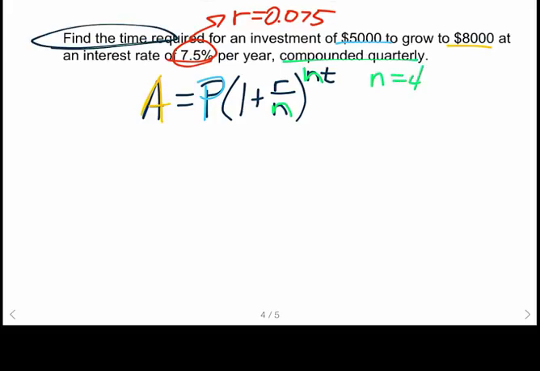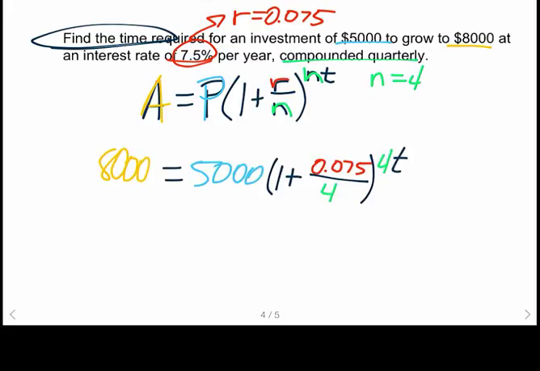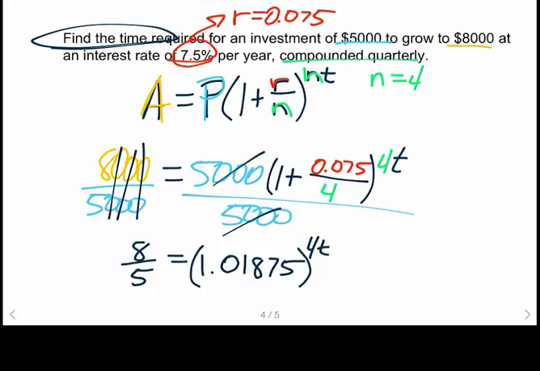We're told to find the time, which means we're going to solve for t. So we've got 8,000 is equal to 5,000 times the quantity of 1 plus 0.075 over 4 to the 4t. Same steps as before. Why don't you pause the video, see if you can bring this home. Okay, so maybe not exactly the same steps. First, I divided by 5,000 to isolate the exponential factor.